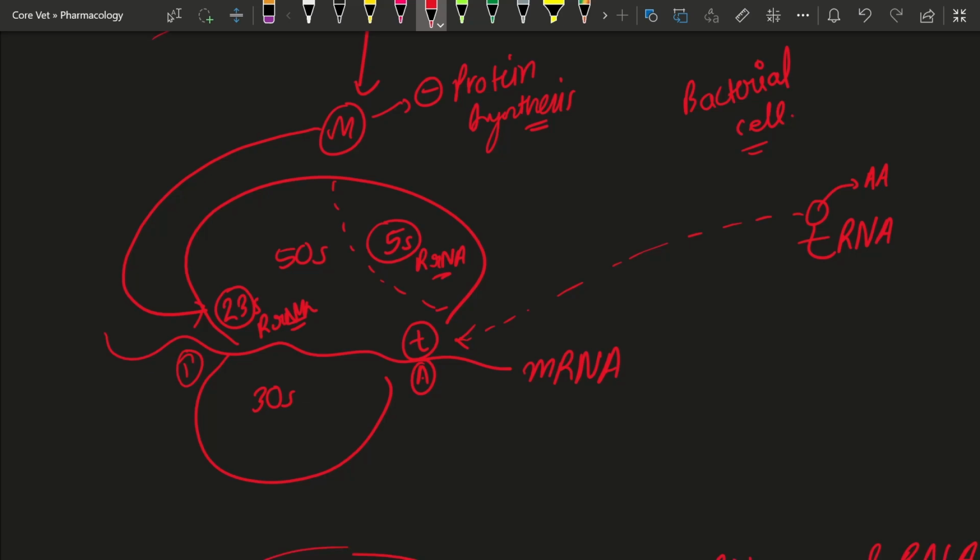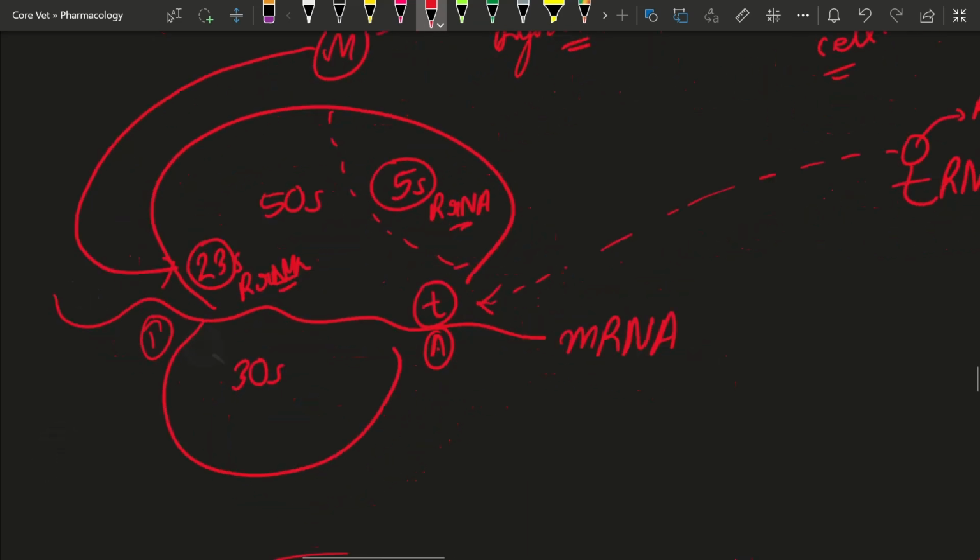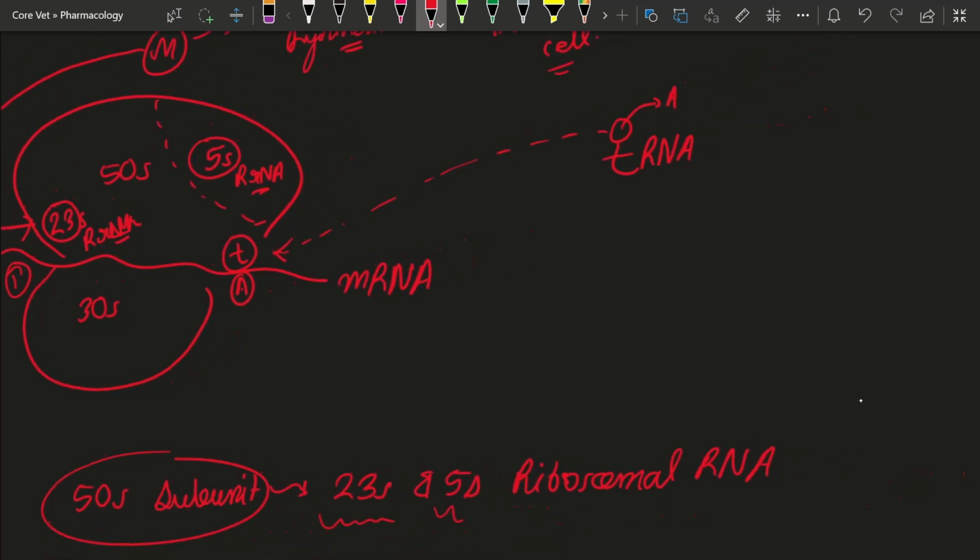So what's the purpose of the macrolide? Macrolides also inhibit the peptidyl chain elongation, likewise as with chloramphenicol, right? In a similar manner, macrolides act in a similar fashion. Consider there are two tRNAs. The first tRNA is carrying methionine, and the second tRNA is carrying cysteine.